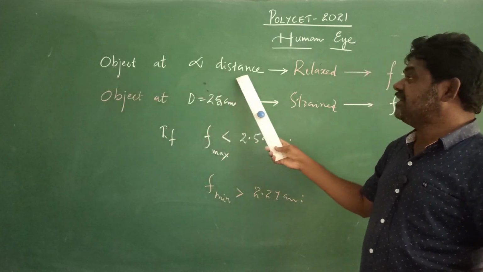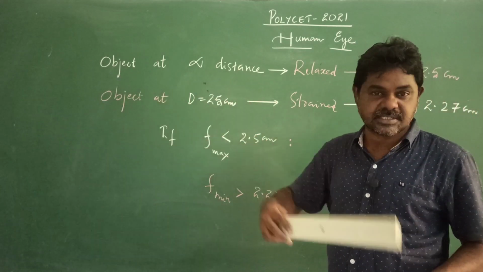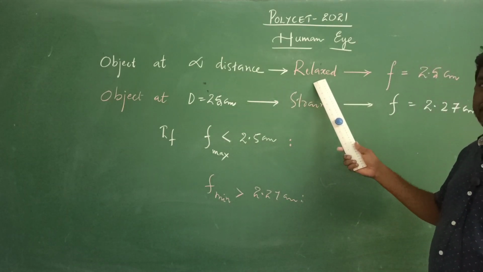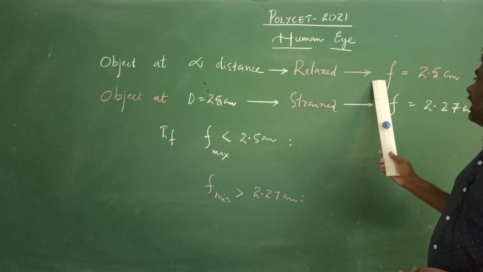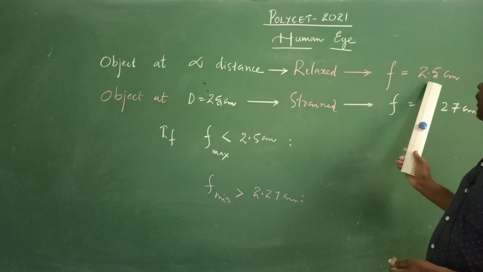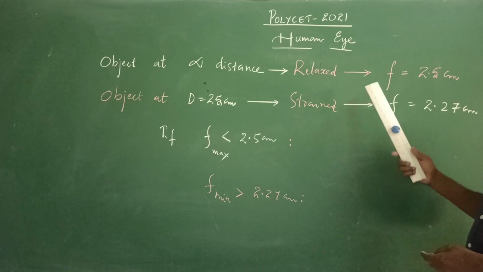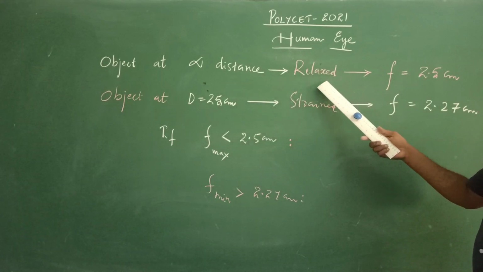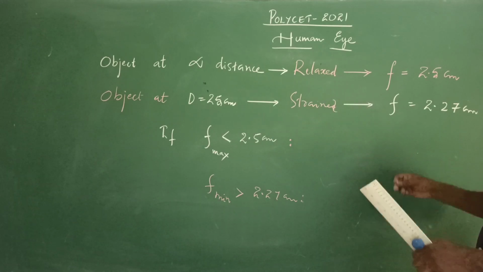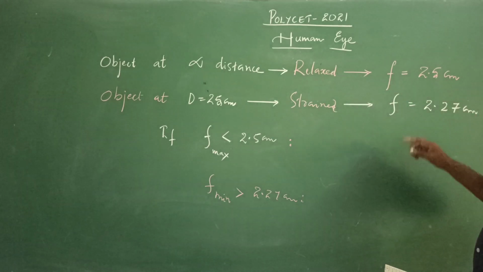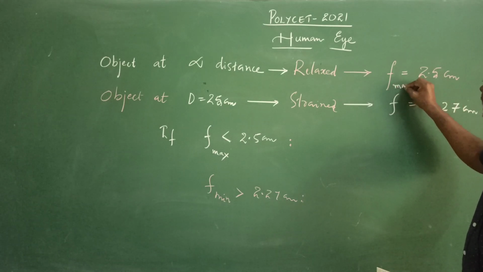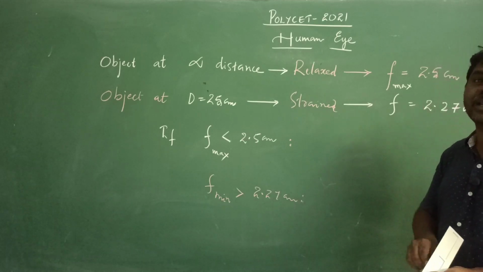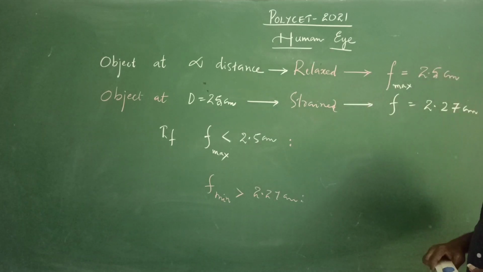So when the object is at infinite distance, అంటే చాలా ఎక్కువ డిస్టెన్స్లో ఉన్నప్పుడు, our eye is going to be in relaxed position where the focal length of our eye lens is going to be 2.5 centimeters. This is the maximum focal length of the eye lens. మన ఐలో ఉండే ఐ లెన్స్ యొక్క ఫోకల్ లెంత్ మ్యాక్సిమం ఇదే 2.5 సెంటీమీటర్స్.